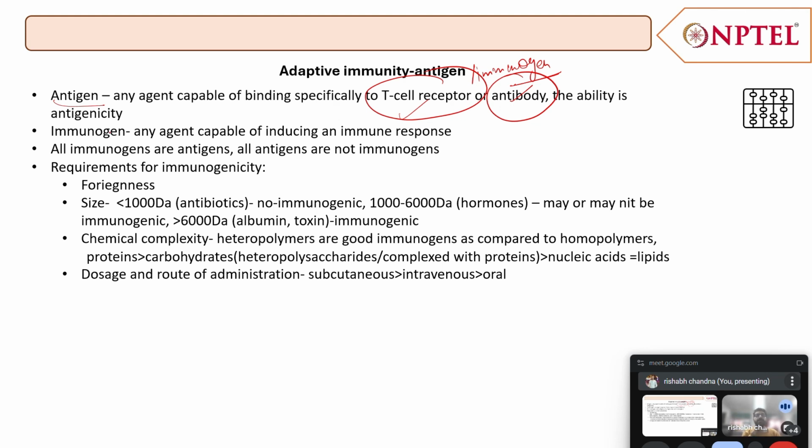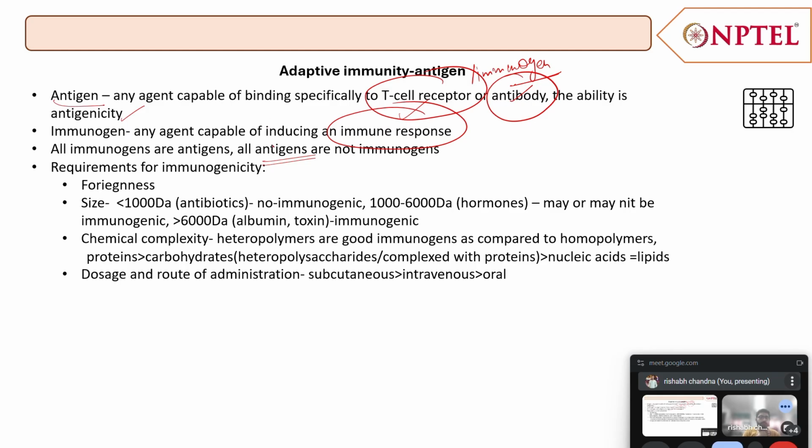Then we have the immunogen. Any agent capable of inducing an immune response is termed an immunogen. So there is a difference between an antigen and an immunogen. An antigen can be an immunogen, but it is not a hard and fast rule. An antigen can also initiate the immune response, but it is not true every time. All immunogens are antigens, because they can bind to the antibody or the TCR, but not all antigens that bind will induce an immune response.